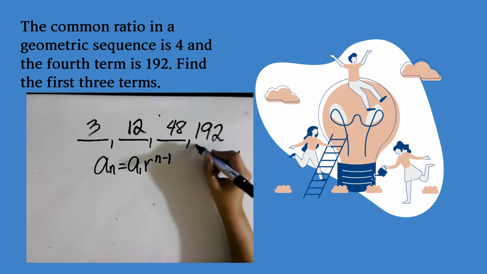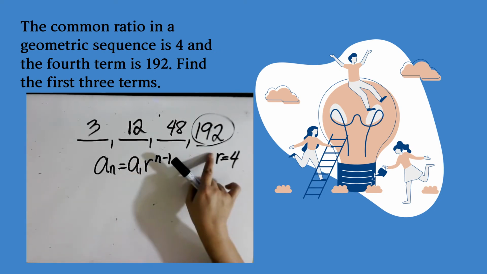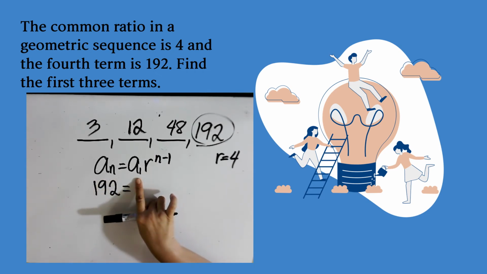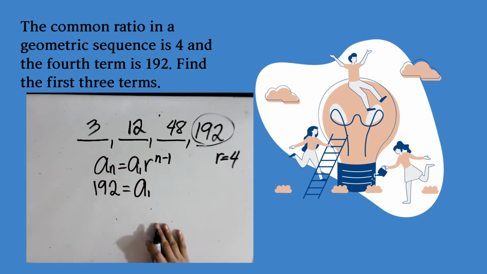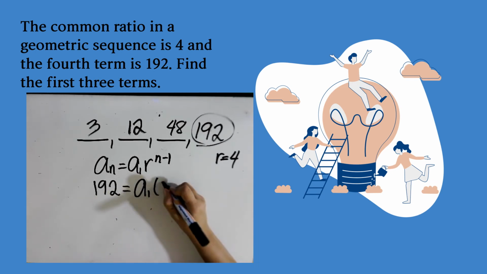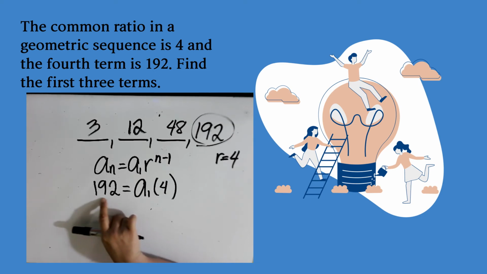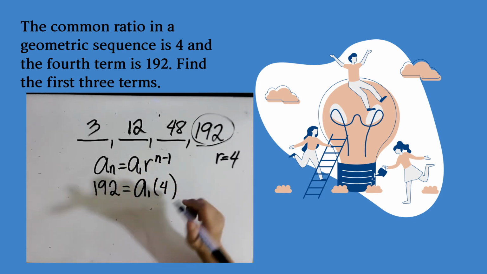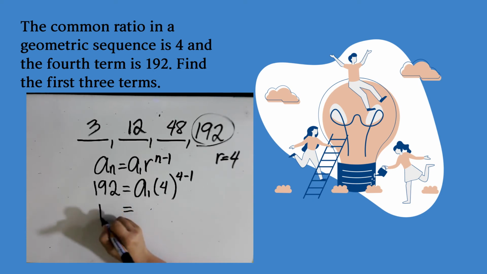So, yung given na 192 na fourth term, yun ang ating last term o a sub n. So, ang a sub n natin ay 192. Tapos, hindi natin alam, hindi given ang first term. So, yun ang ating isosolve, si a sub 1. Then, the common ratio is given, and that is 4. Tapos, ang n natin ay yung kung pang ilan yung given term na yun. Sabi, ang 192 ay fourth term. So, ang n natin ay 4. Yan.